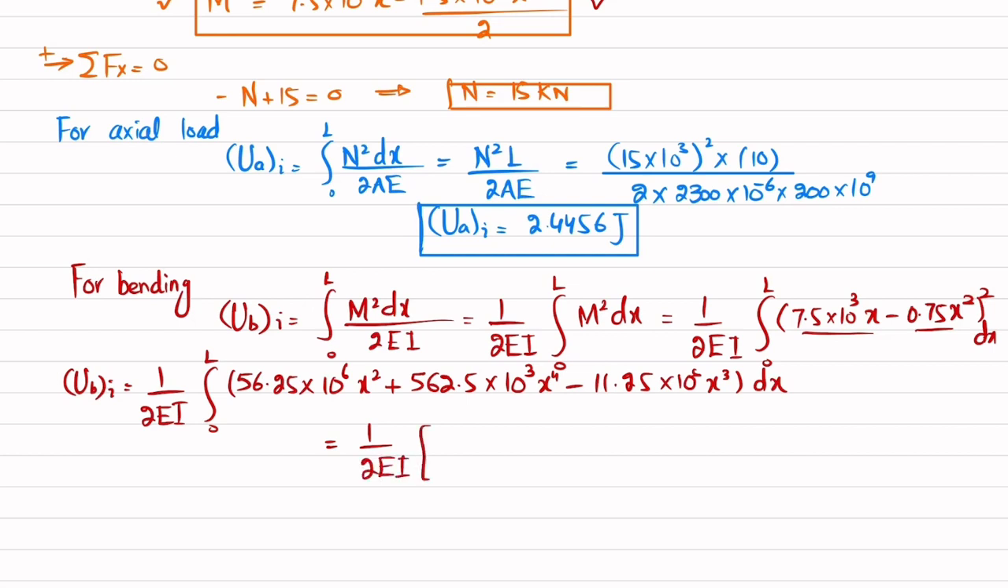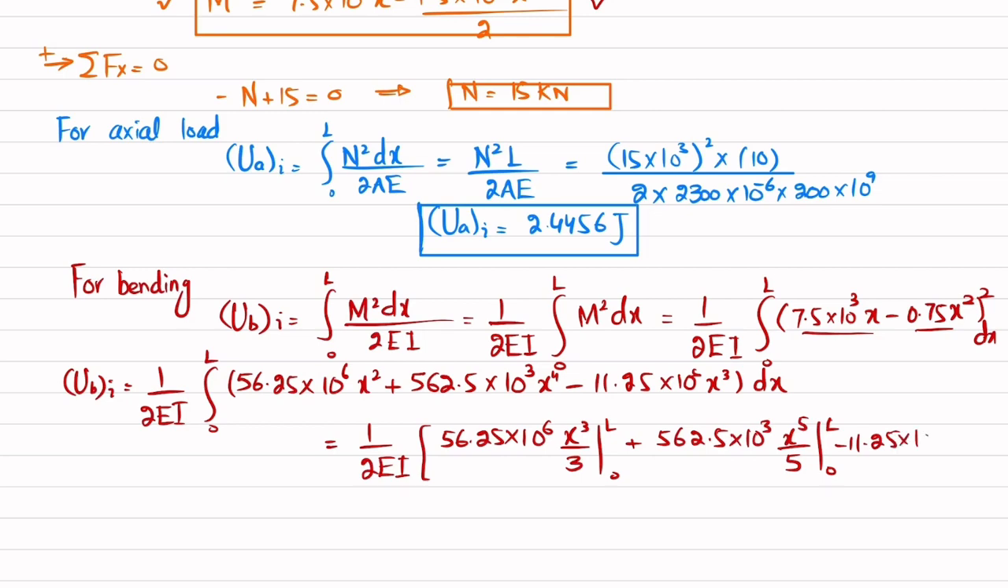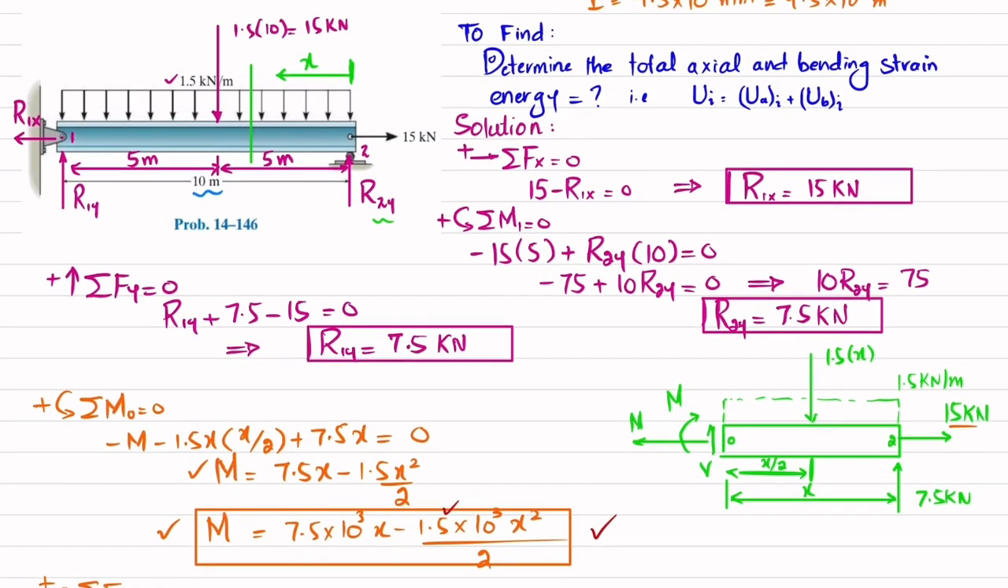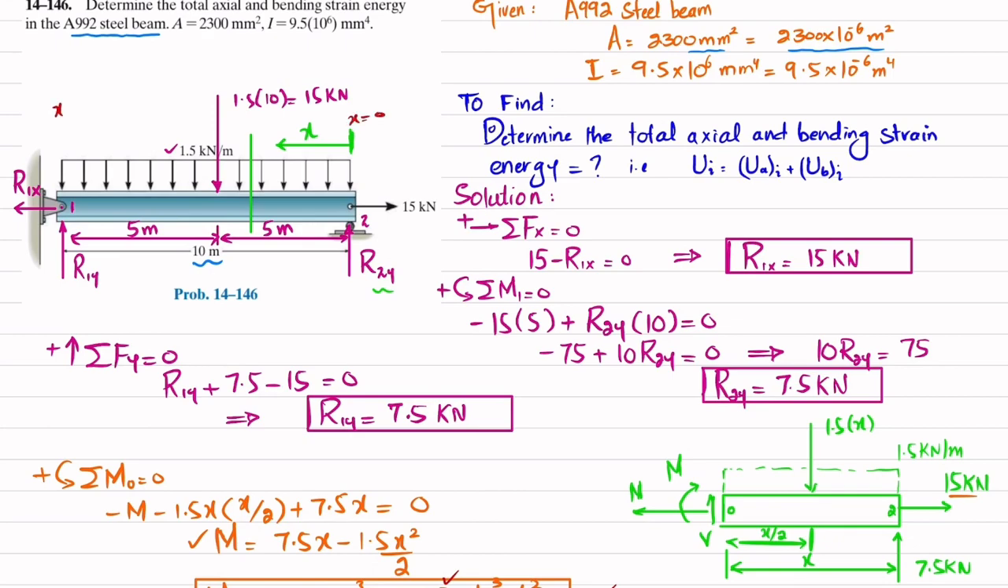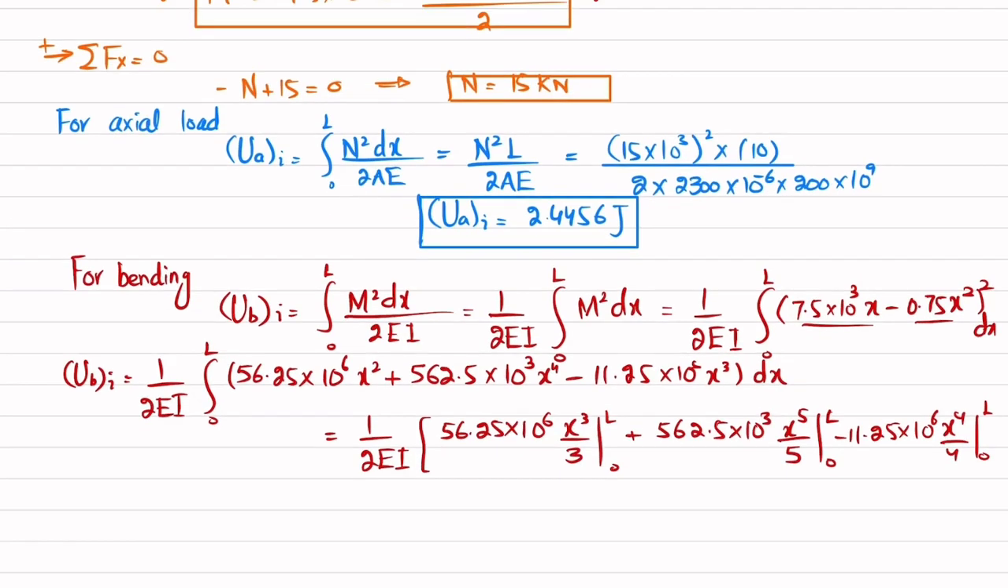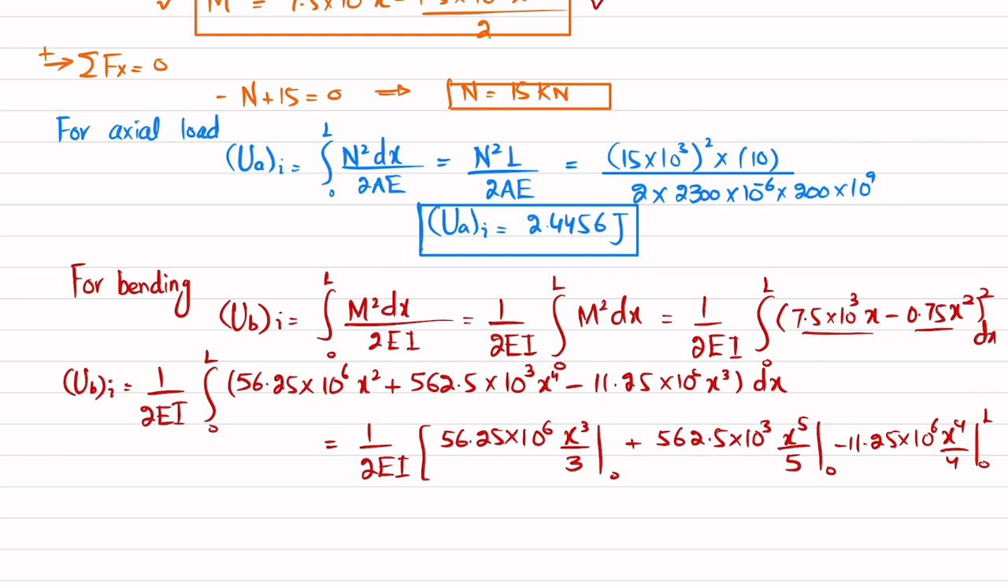Now you can take the integral and apply the limit. So the integral of this is 56.25 into 10 to the power 6 x cube over 3, with limit from 0 to L, plus 562.5 into 10 to the power 3 into x power 5 divided by 5, from 0 to L, minus 11.25 into 10 to the power 6 x power 4 divided by 4, with limit from 0 to L. As you can see, x goes from 0 to 10, so we will remove this L and write 10 over here.